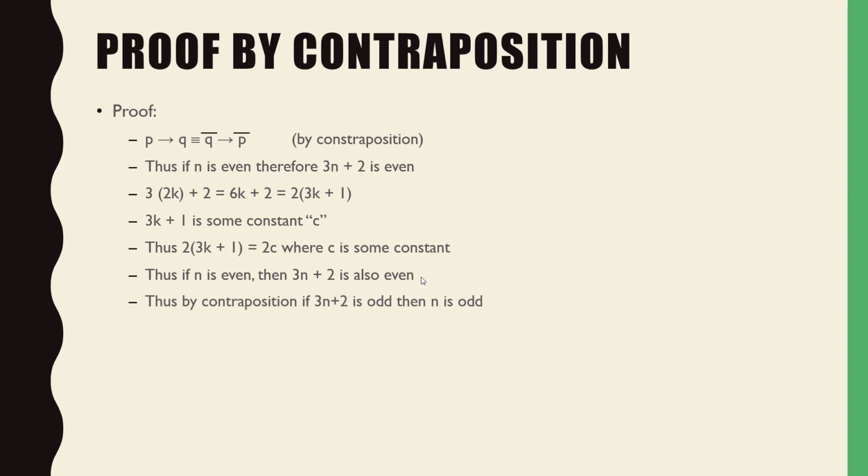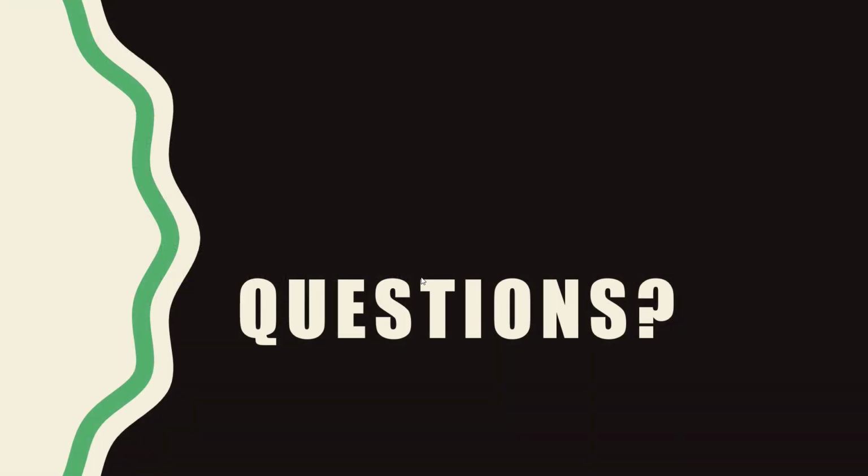Thus, by contraposition, if 3n plus 2 is odd, then n is odd. Because remember, the contrapositive is the logical equivalent of the original statement. Right? Fabulous. Questions? We good? Okay, so that's a proof by contraposition.